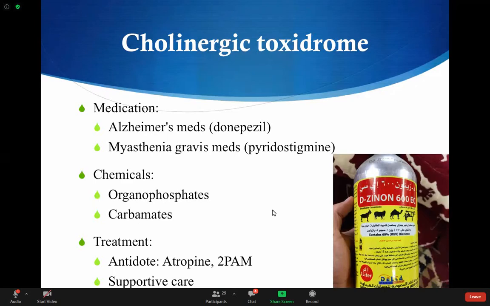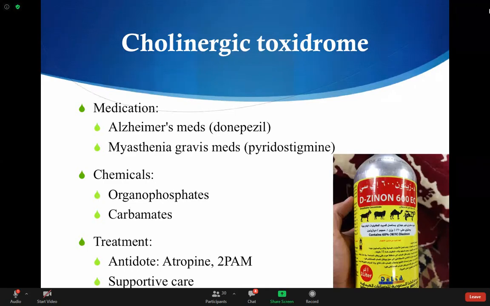The treatment of this is actually good supportive care. You protect their airway if they cannot protect their airway. You treat their hypotension if they're hypotensive. You give them oxygen if they're having low oxygen saturation or hypoxemia, and then you give them the antidote, which is atropine. Atropine is an anticholinergic. You see, when we talked about anticholinergics, we give cholinergic to treat it. When we talked about cholinergic toxidrome, we give anticholinergic to treat it.